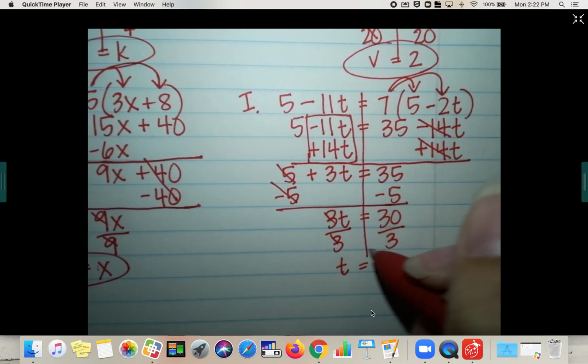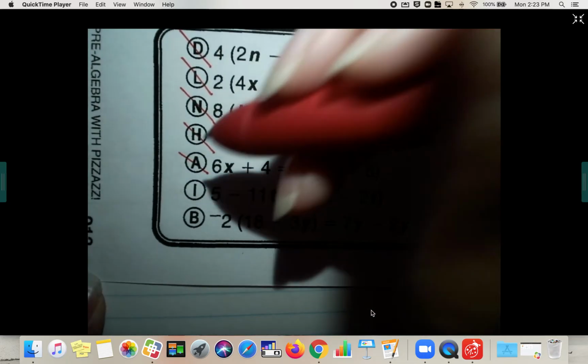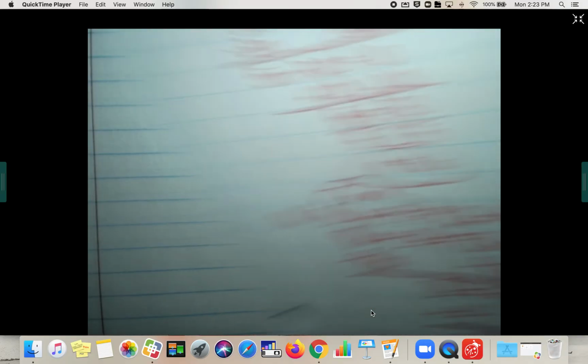T equals 10. Okay, we are almost done with this first column. Letter B. Going to a new page.